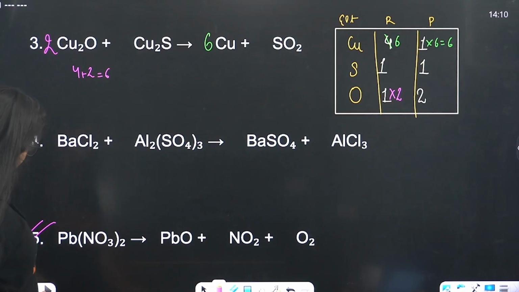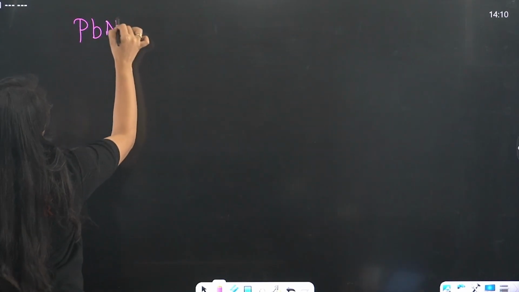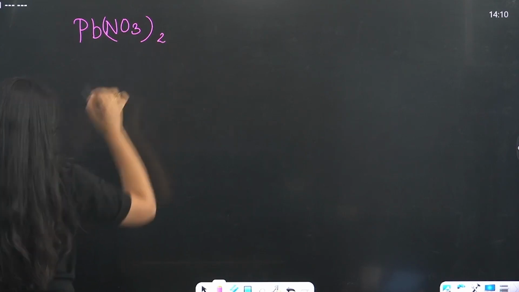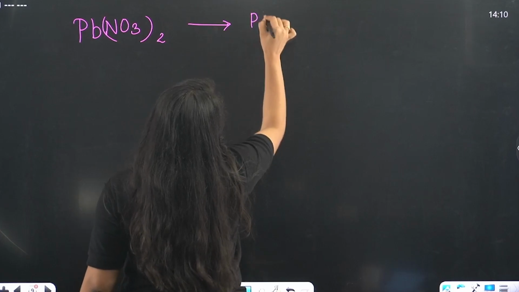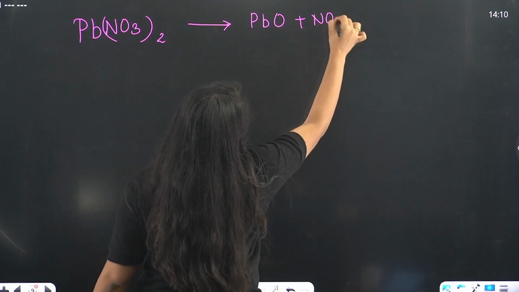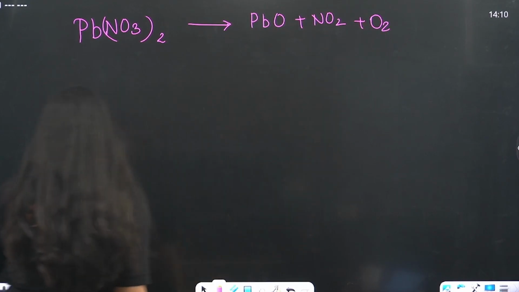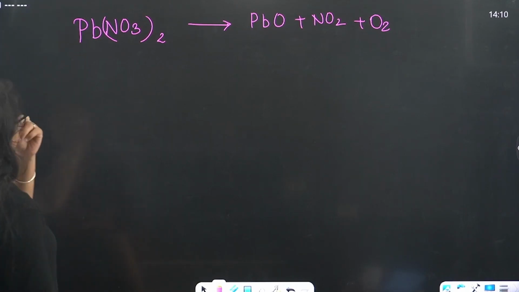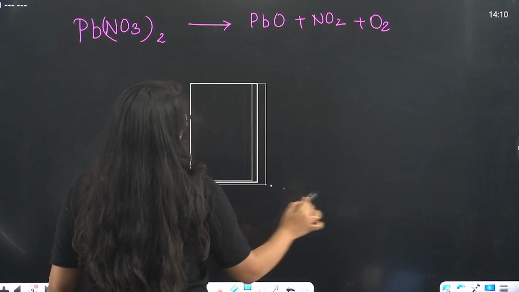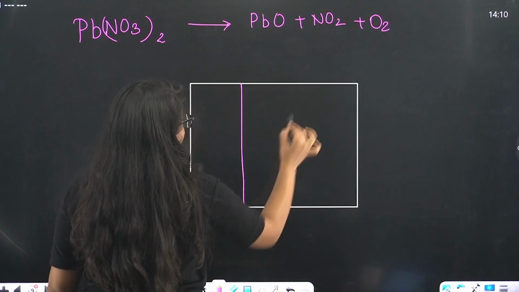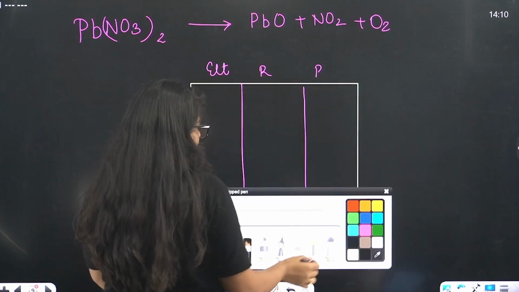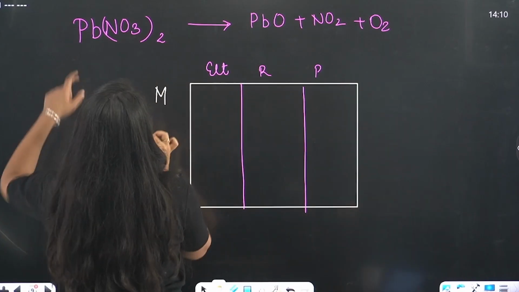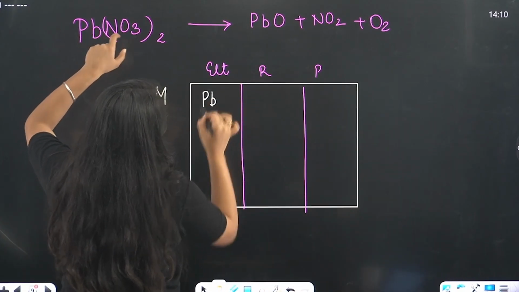This one. PbNO3 twice equals PbNO3 twice equals, what was it? What is this reaction? Pb(NO3)2 equals PbO plus NO2 plus O2. Let me just make sure this is the one. Yes. Now, beta, again, what will we do? We will make a box, right? And we will make 3 columns. First is element, then reactant and product. Now, write down. First, we will write down the metal. Metal is what? Pb. Lead is your metal.